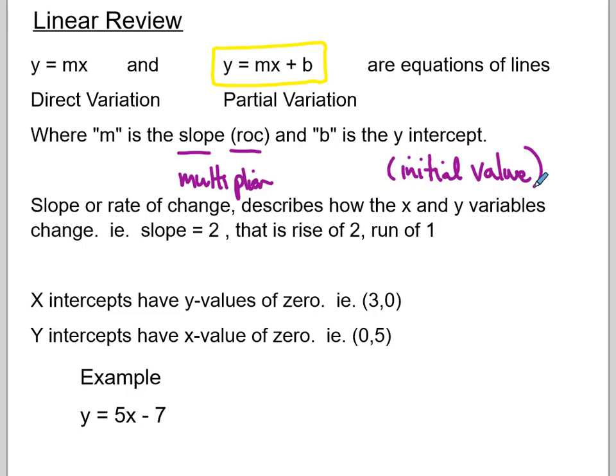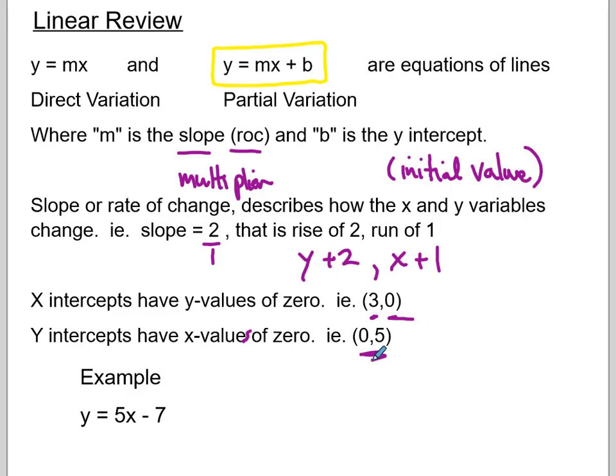Okay, slope or rate of change describes how the x and y variables change. So if the slope is 2, there's a placeholder of a 1 underneath that, and that's a rise of 2 versus a run of 1. That means the y value is going up 2 for every change of 1 in the x value. This should all be review. If not, go back and rewatch the slope video. X-intercepts have y values of 0. So you can see here, this is my x value, here's the y of 0, and y-intercepts have x values of 0. So this would be a y-intercept.